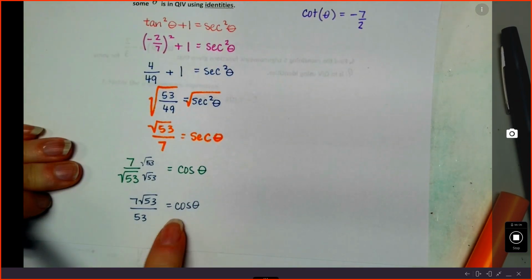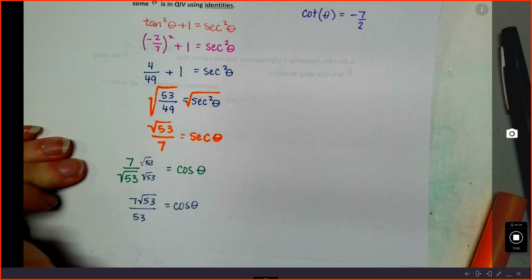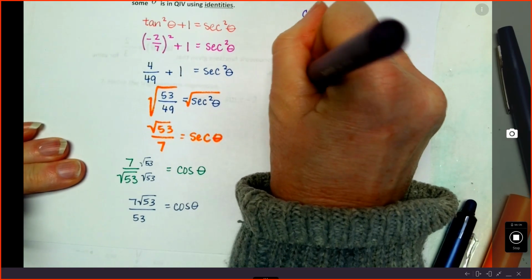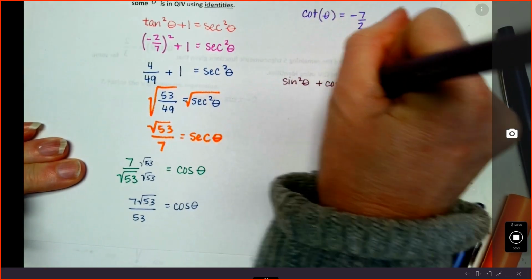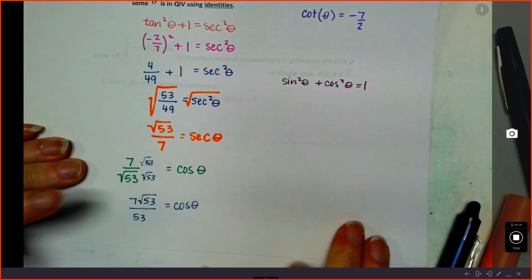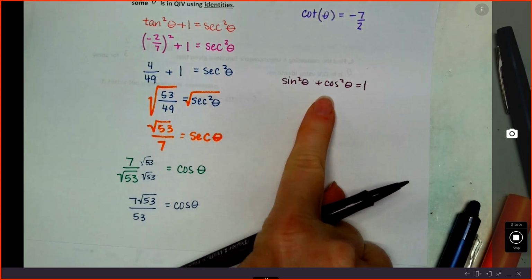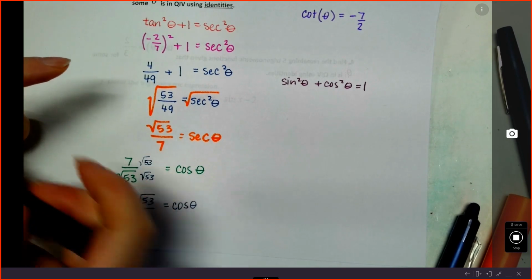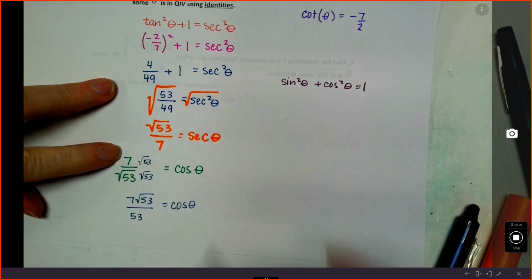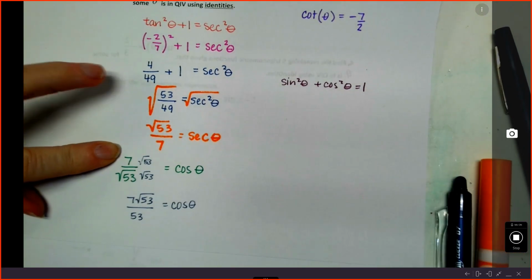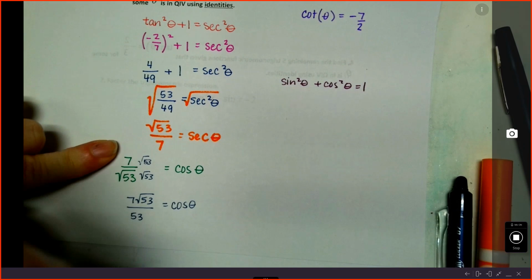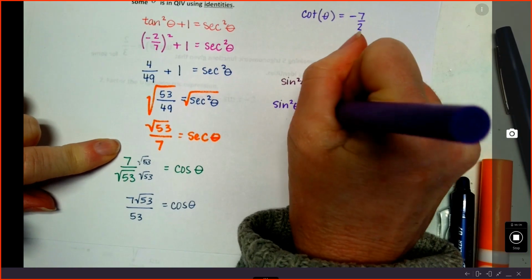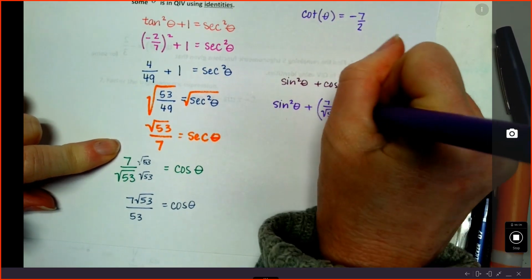And then once I have cosine, I can use the Pythagorean identity for cosine to find sine. So I'm using sine squared theta plus cosine squared theta equals 1. Now, when you do this one, make your life easier and use the one before you rationalized it, because I'm going to square it anyway, which will get rid of the radical. The numbers are smaller, it's just less to mess with. So I'm looking for sine squared, and I'm going to use 7 over square root 53. I have to square that.